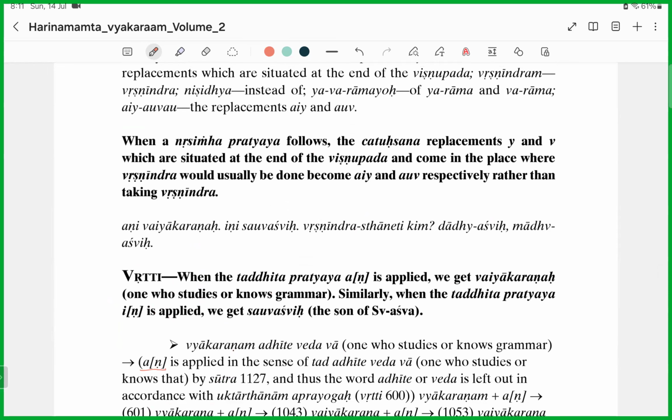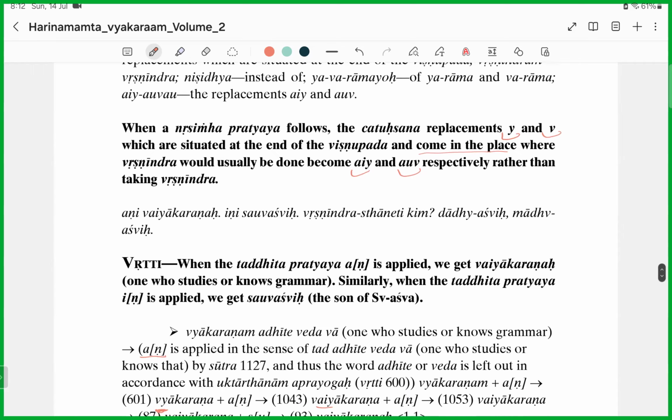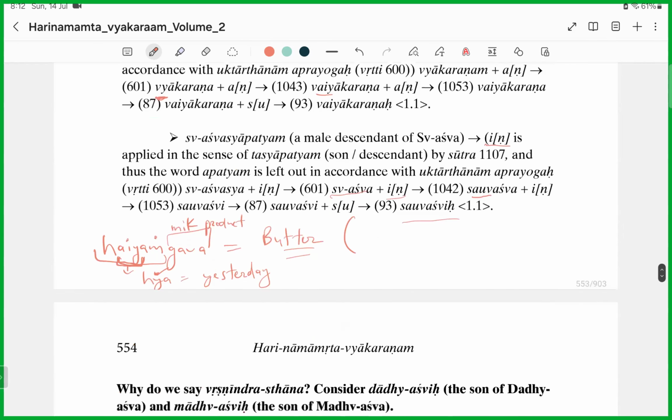Because it directly says here that the Chatusana replacements year and were. So year will change to this, were will change to this. And when it says come in the place, I believe the Tikakar, the commentators must be commenting on this, but my understanding is that because of the close proximity, let's see what the commentators say.